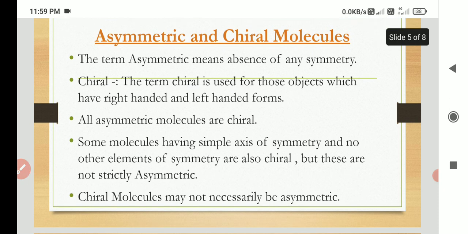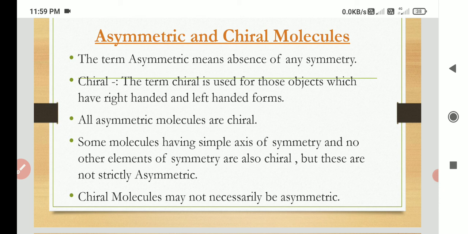Asymmetric and chiral molecules. The term asymmetric means absence of any symmetry. The term chiral is used for those objects which have a right-handed and a left-handed form. That is, the molecule has a handedness, and the property of handedness is termed chirality. An object which is not superimposable upon its mirror image is chiral.